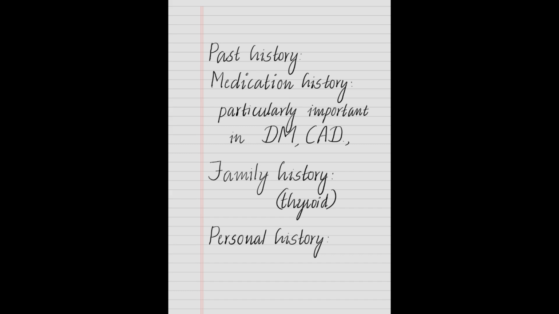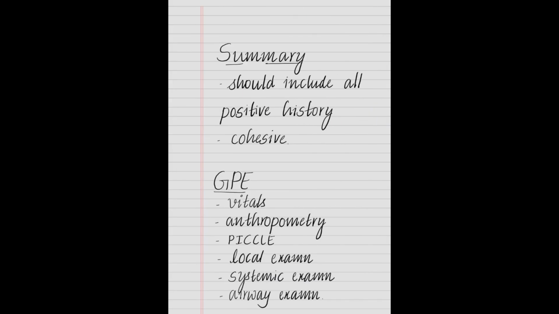Past history: anything relevant, surgeries, illnesses, medication history, very important, especially in patients with diabetes or coronary artery disease. Family history, for example, thyroid issues. Personal history: appetite, weight loss, habits. 6. Summary, keep it cohesive.